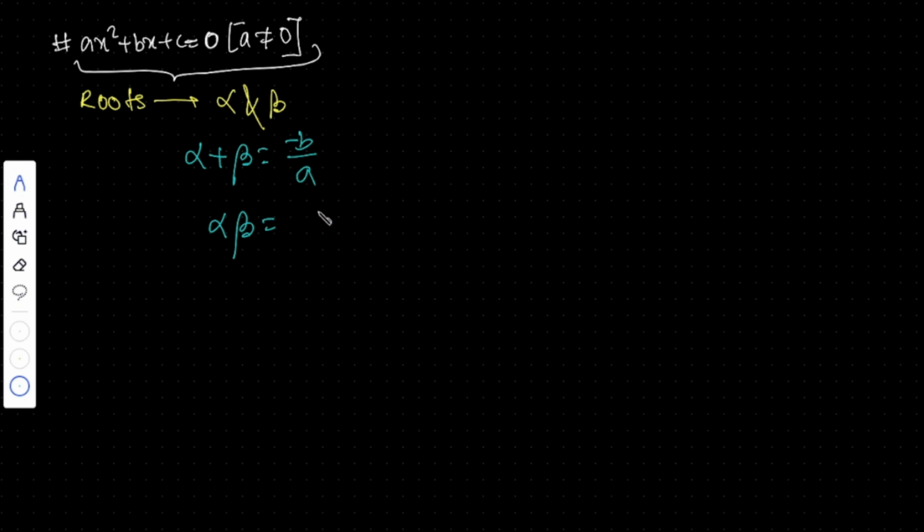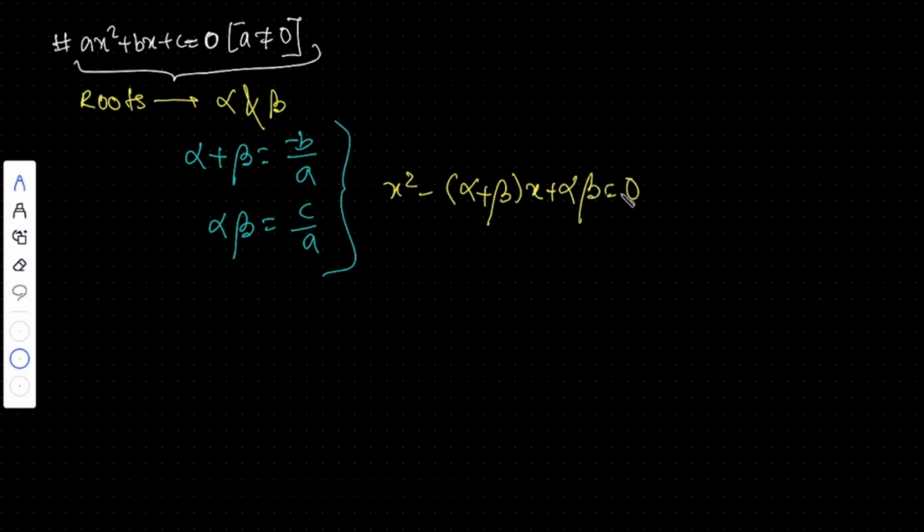And this is c by a. Then how are we going to write it? From this we can write the equation as x square minus alpha plus beta x plus alpha beta equals 0. You might be saying how? See here.